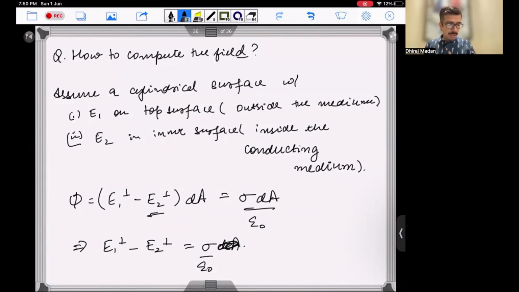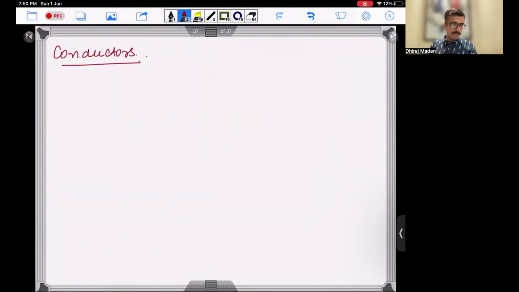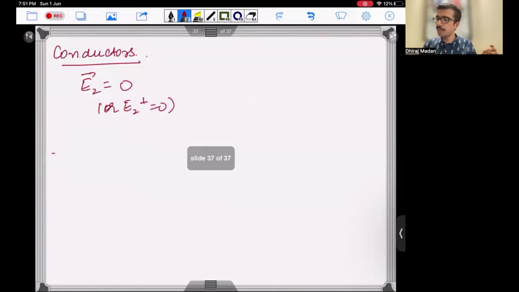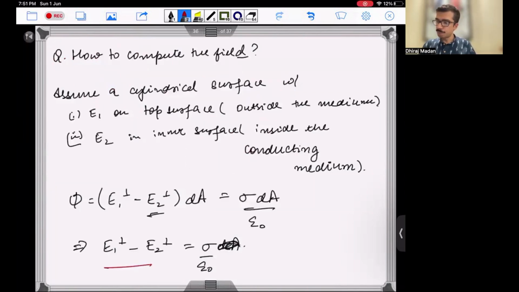Now in case of conductors, what happens is that E2, the electric field inside the medium, is zero, which implies that E2 perpendicular is also zero. And we have seen that E1 perpendicular minus E2 perpendicular is sigma over epsilon naught, which means that E1 perpendicular is sigma over epsilon naught, so the net electric field E1 is sigma over epsilon naught n cap, n cap being directed away from the surface, perpendicular to it.